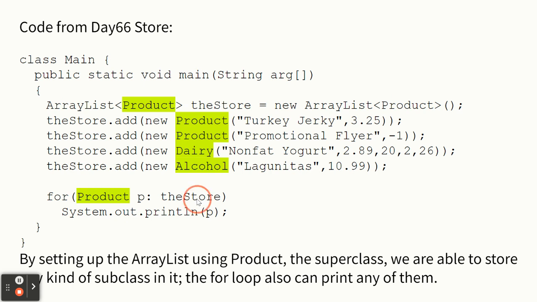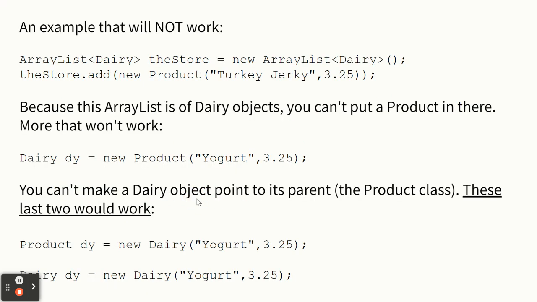It's very handy. Here's an example that will not work. Array list dairy, the store equals new array list dairy, the store add new product. What's wrong with that? Caleb: You're trying to add the parent class to an array list of the sub. Yeah, so the array list is dairy, that's one of the children, and then we're trying to add the parent. You can't go that way.